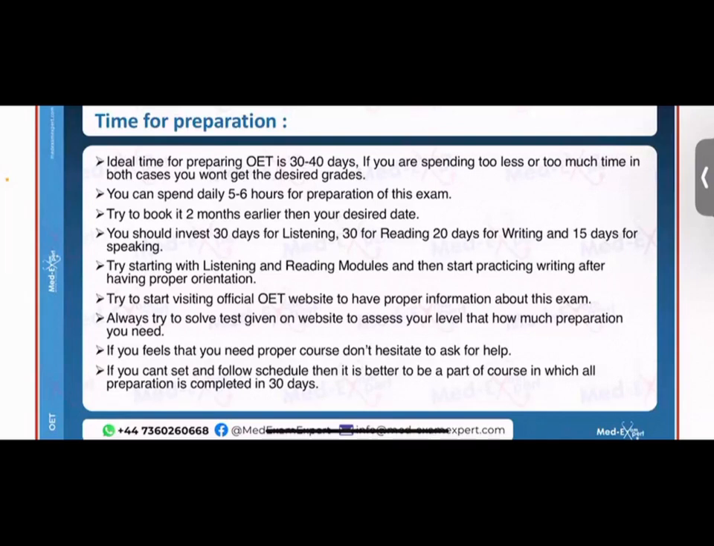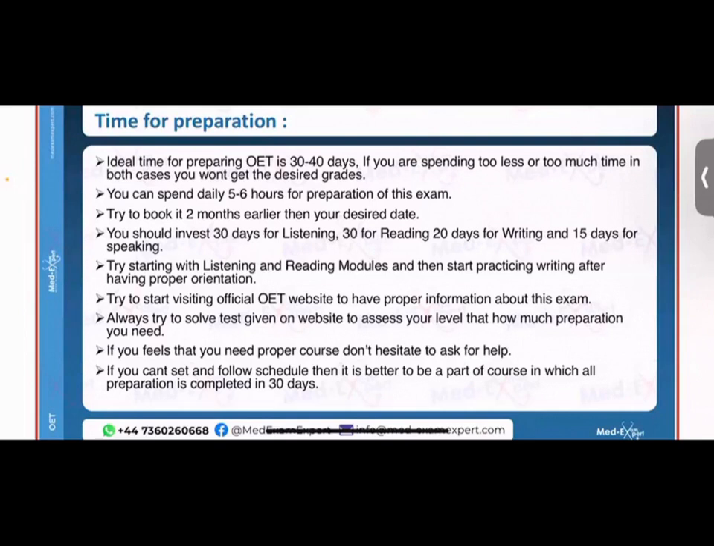And for writing, once you are competent enough and getting good grades in listening and reading, I would advise you to start writing. After that, you have to start speaking as well. So try starting with the listening and reading modules, as we know that these are the most difficult ones, and then start practicing writing after having a proper orientation. This is the ideal scenario for starting your OET preparation.